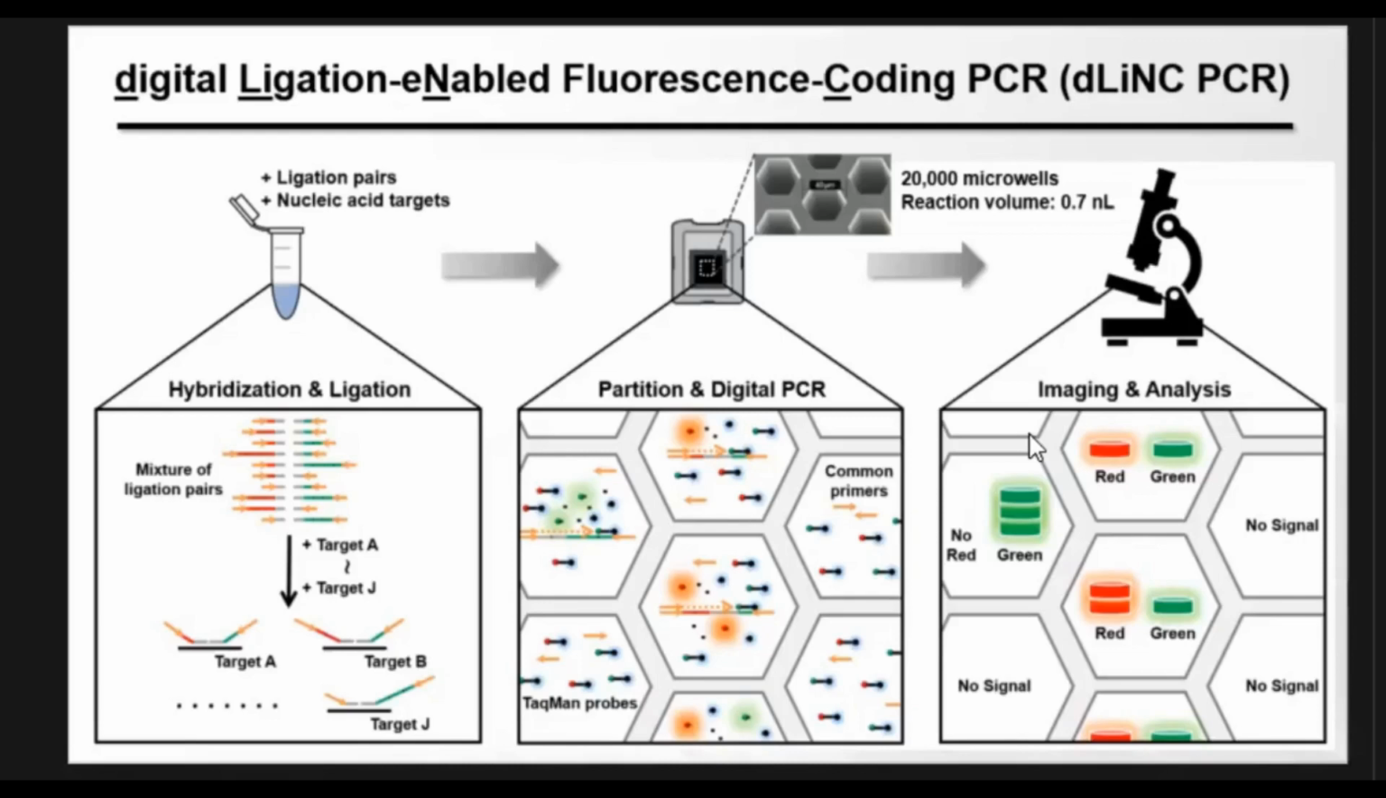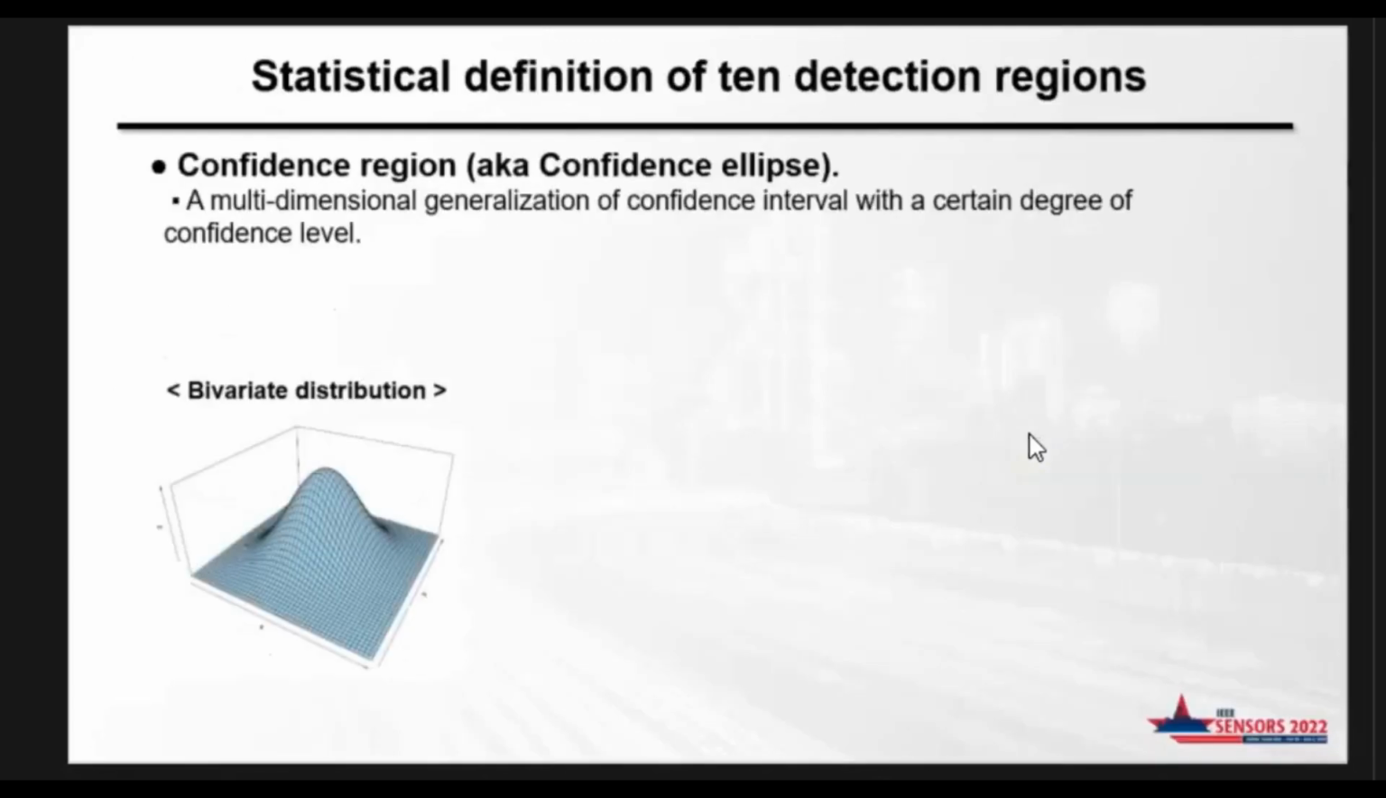So in this digital dLiNC PCR, coexisting targets can be identified simultaneously, and also target quantification can be achieved by counting the number of microwells that generates the pre-designed fluorescence coding signal. For target quantification, we use statistical approach.